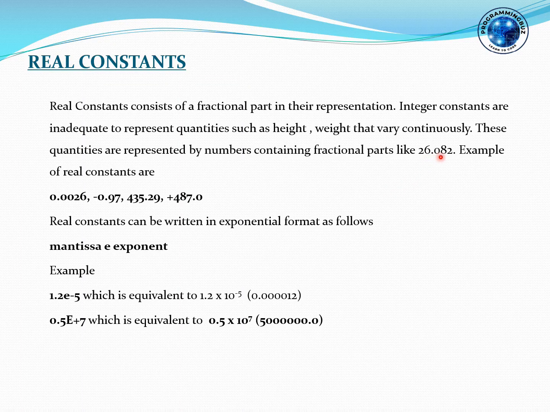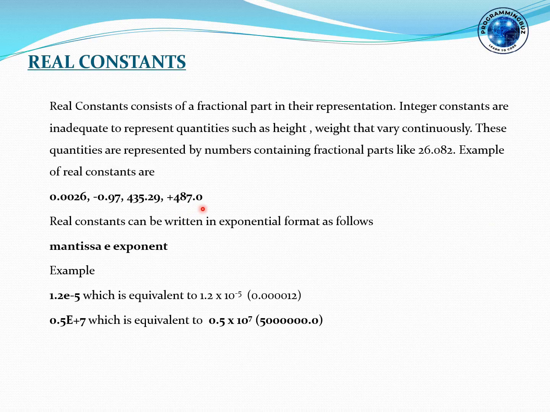These quantities are represented by numbers containing fractional parts, like 26.082. Any number having a decimal point in it is considered a real constant. For example, 0.0026 or minus 0.97, etc. See this value, 487.0. In mathematics it is just like 487, but in C language 487.0 is not equal to 487.